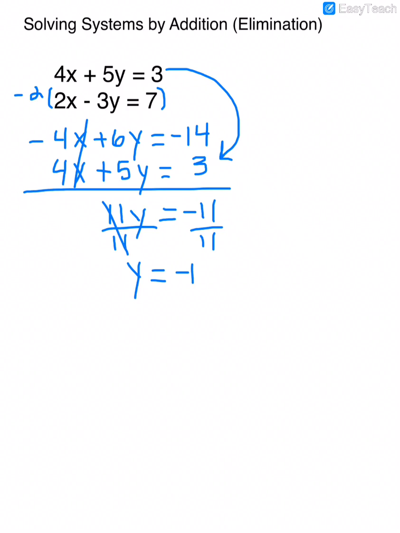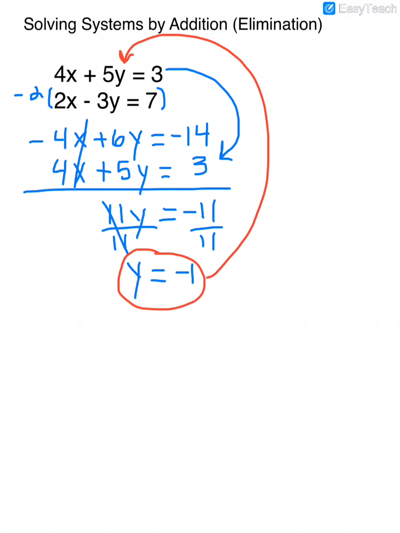I'm not done because I need to find the x. So I'm going to take that y and plug it into one of the original equations to get my x. It doesn't matter which one. I'm just going to go with the top one. So if I take this and I plug it in right here, then I have 4x plus 5 times -1 equals 3.